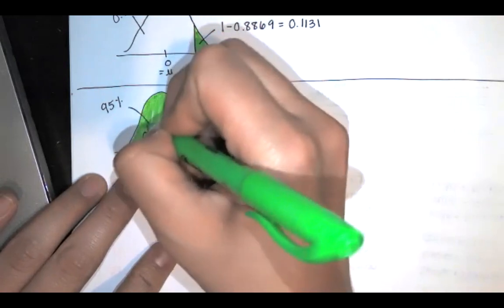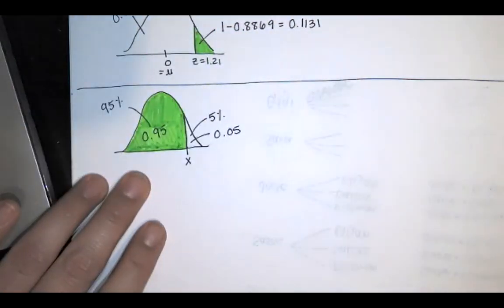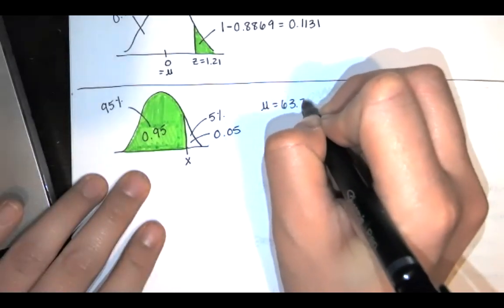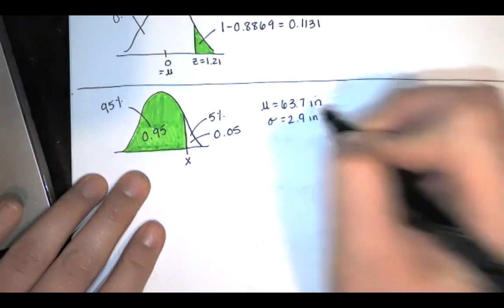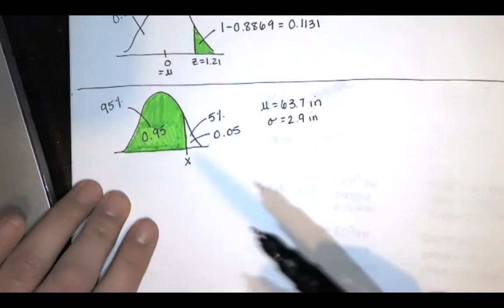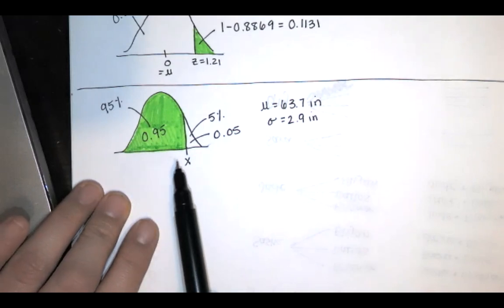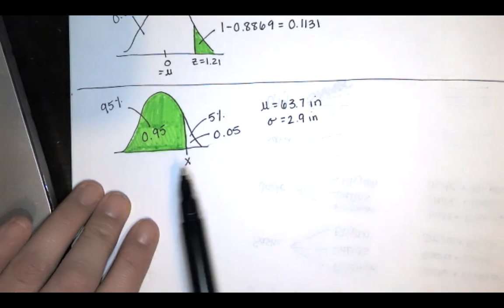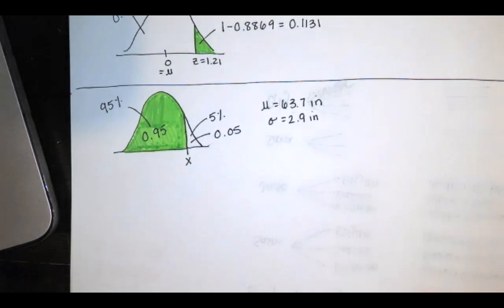And let's see, what else did they tell us? We were told that women have a mean height of 63.7 inches and a standard deviation of 2.9 inches. And the question says, what would the maximum acceptable height of a woman be if the US Air Force pilot requirements were changed to allow the shortest 95% of women to be pilots?